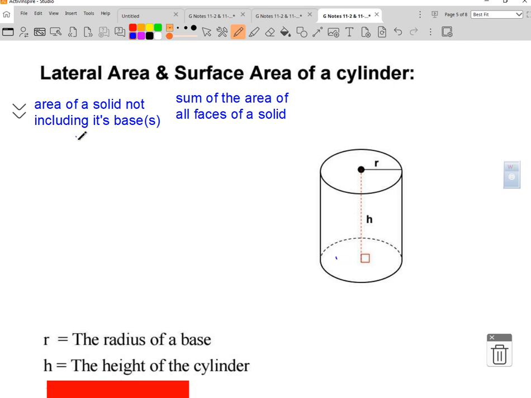So for a cylinder, the lateral area is the perimeter of the base. The big P stands for perimeter of the base, but in a cylinder, perimeter is actually circumference, right? We just have a circle. So the big P stands for the circumference of one base, of a base. So the distance around, and then the lateral area is the circumference of the base times the height of the cylinder.